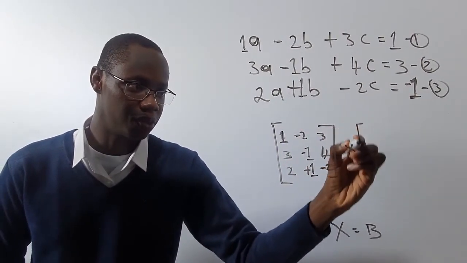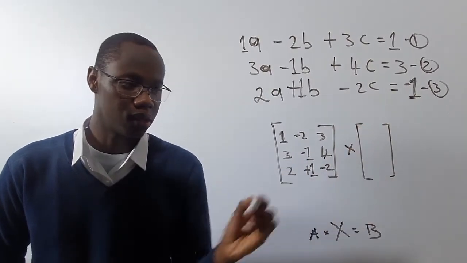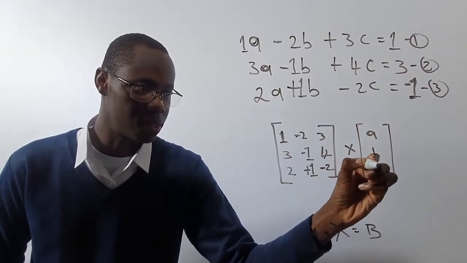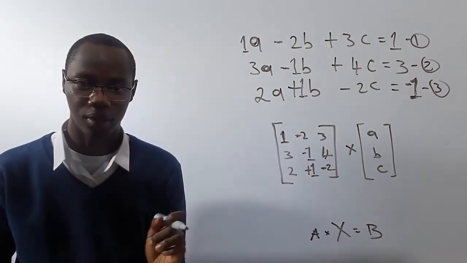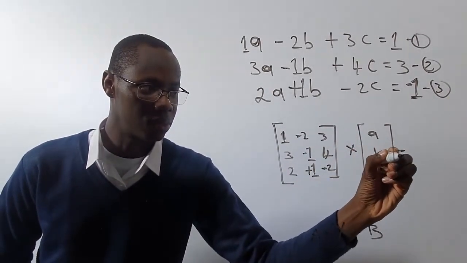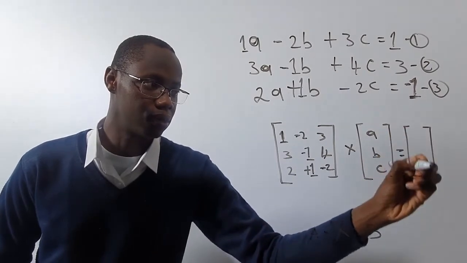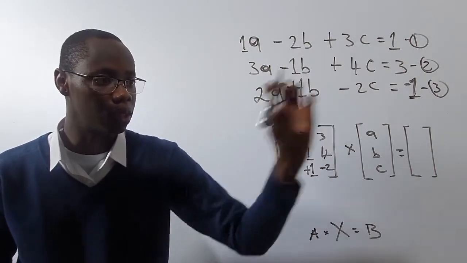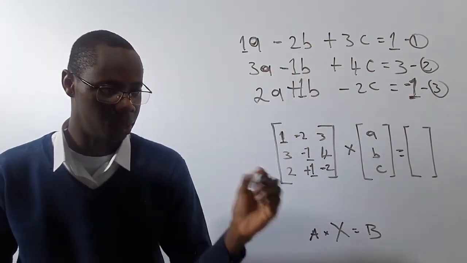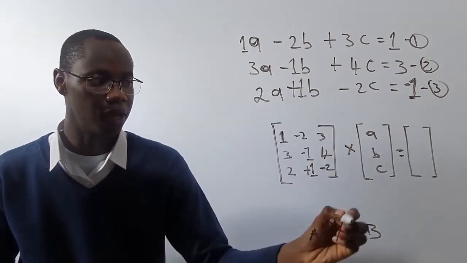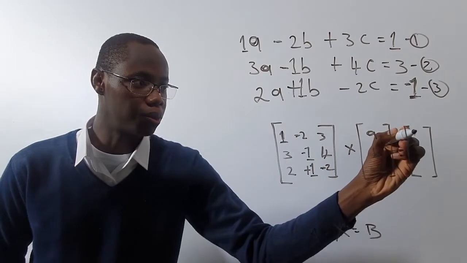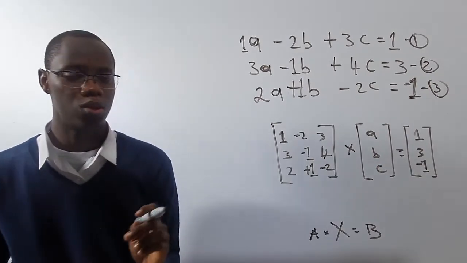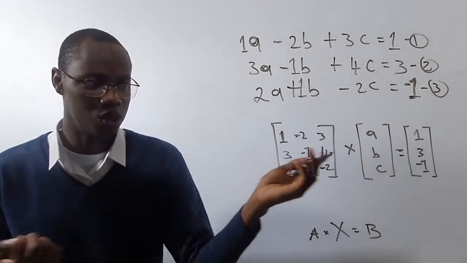So X will be very easy. X is our unknown, A, B and C. Very simple, because that's what we're trying to find. And then equated to B. So A is this. You know how we got A. Bring out everything like this, just copy and paste them here, and then X, A, B, and C, and finally B. B is just 1, 3, and minus 1. So once you bring them out like this, the question is already set up.